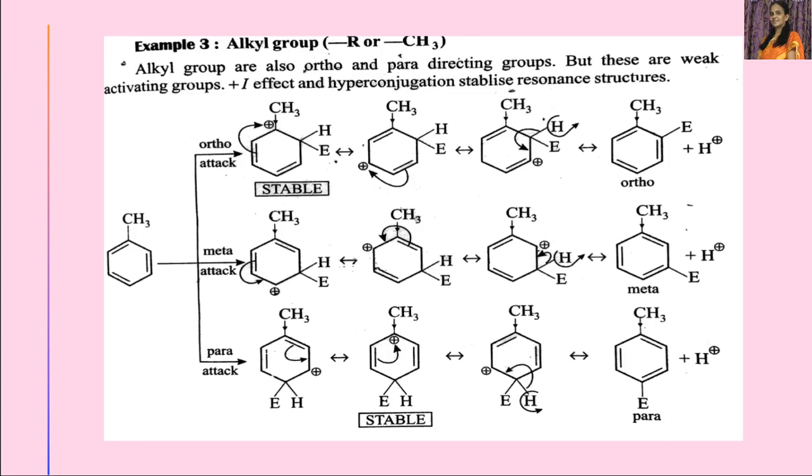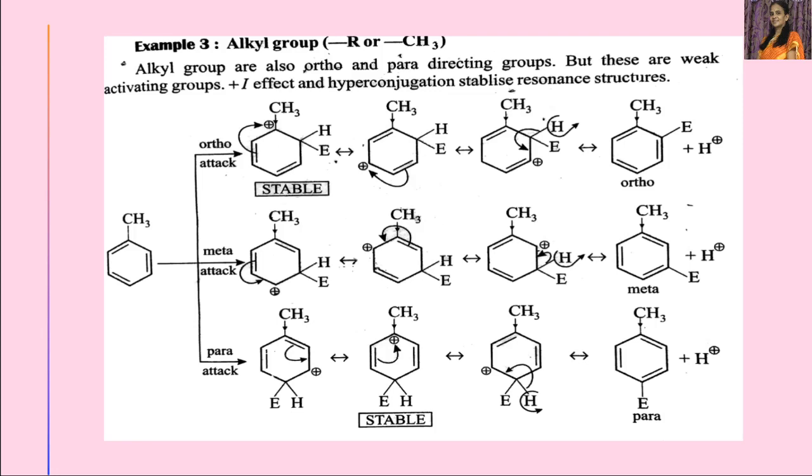The meta attack, what is happening? See, this is the meta carbon, the third carbon, where the electrophile is forming a bond, and the distant carbon gets a positive charge. This is stabilized by resonance. Due to shift of electrons towards these two carbons, this carbon gets the positive charge, we can observe here. And this pair of electrons moves towards these two carbons, then this carbon gets a positive charge. Now this sigma complex loses a proton to form the substituted product, that is the meta substituted product.